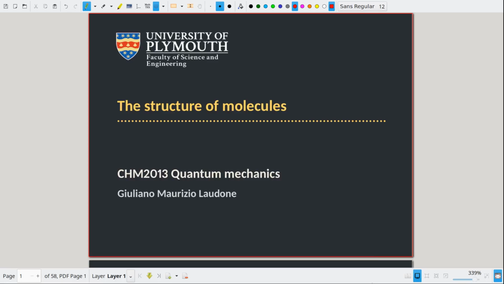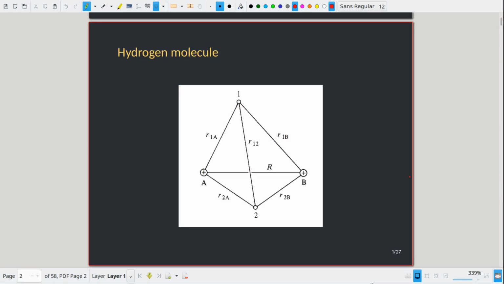Hi, in this podcast we'll start introducing the idea of using quantum mechanics in order to explain the structure of molecules, and in the process we will introduce certain concepts such as that of molecular orbital, which are very important, for example in your study of inorganic chemistry. So let's start from a relatively simple system, which is the hydrogen molecule, H2.